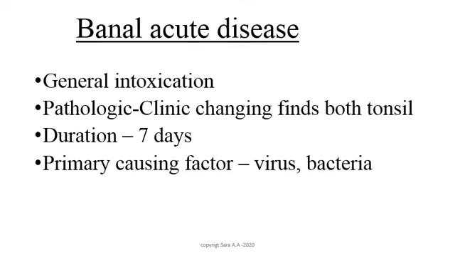During the banal acute disease, the general intoxication should be present, and we should find the pathological clinical findings in both tonsils. Sometimes, during the atypical types, for example, Wilson's angina, we can see changed ulcers in one tonsil. Characteristically, during the banal acute diseases, both tonsils should be damaged. And the duration is 7 days.